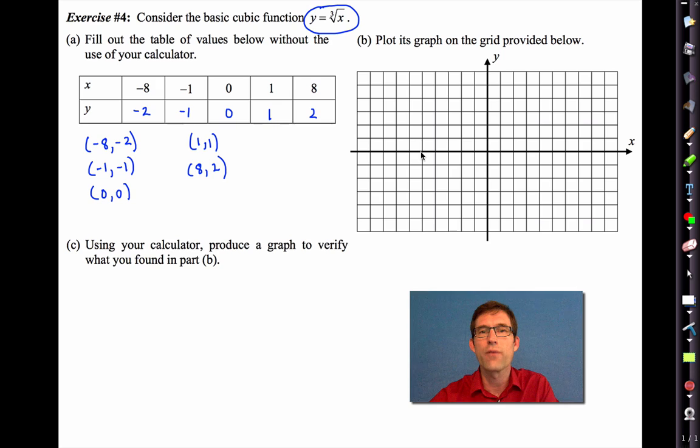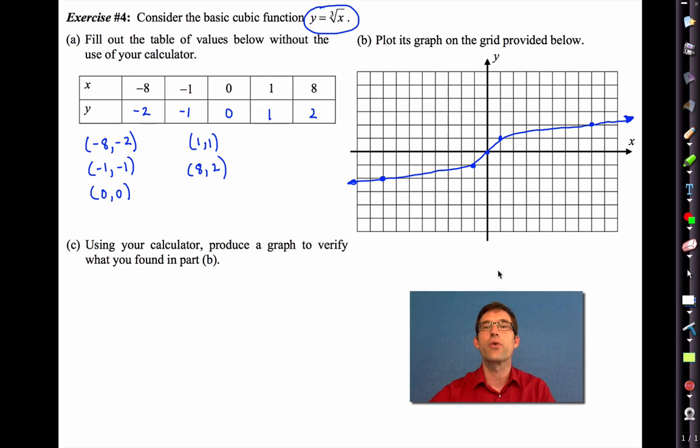I'd go to the next ones out, but those are -27 and 27, and that just would be ridiculous. All right, (-1, -1), (0, 0), (1, 1), and (8, 2). All right. We need arrows on both ends.